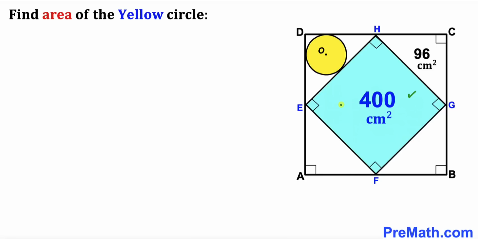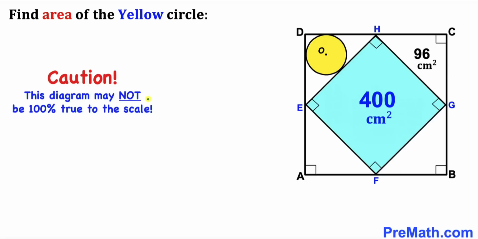Welcome to PreMath. In this video, we have this blue square fully inscribed in a big square ABCD, as you can see in this diagram, such that the area of this blue square is 400 centimeters square, and the area of this right triangle HCG is 96 centimeters square. Furthermore, this yellow circle with the center O is inscribed in this right triangle EDH. Our task is to calculate the area of this yellow circle.